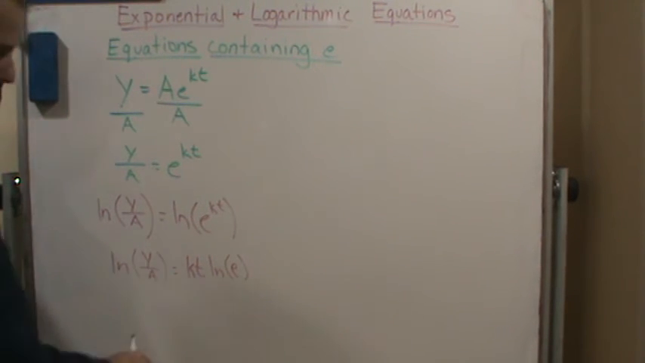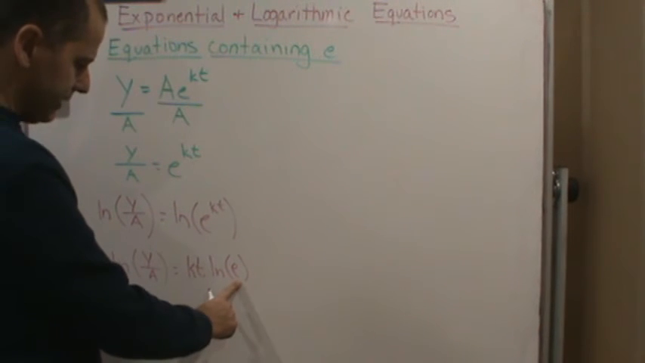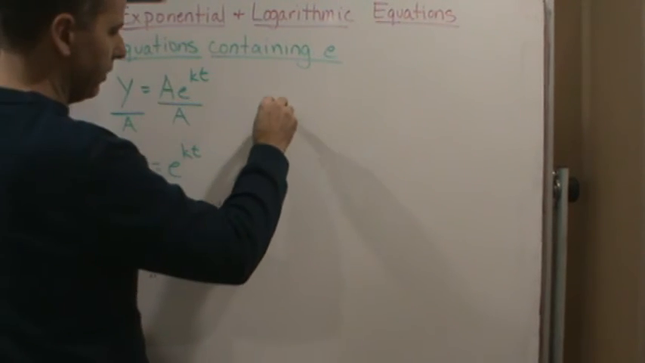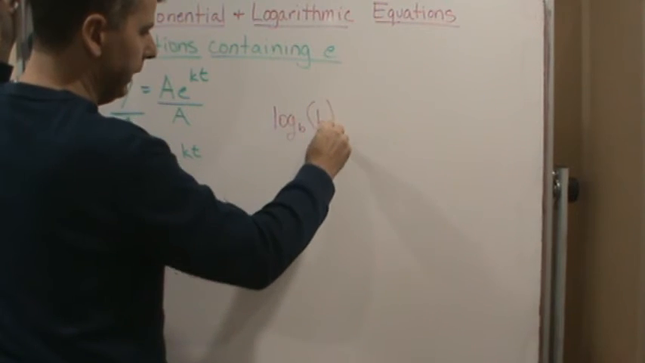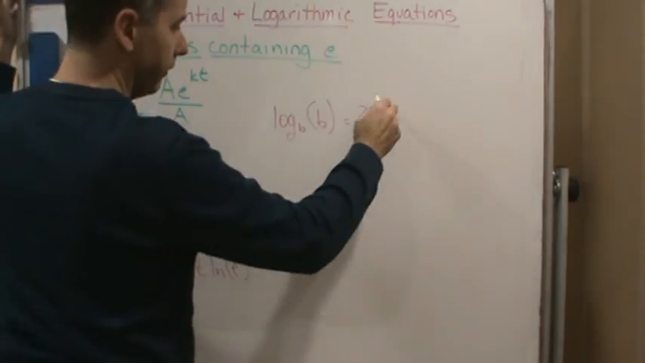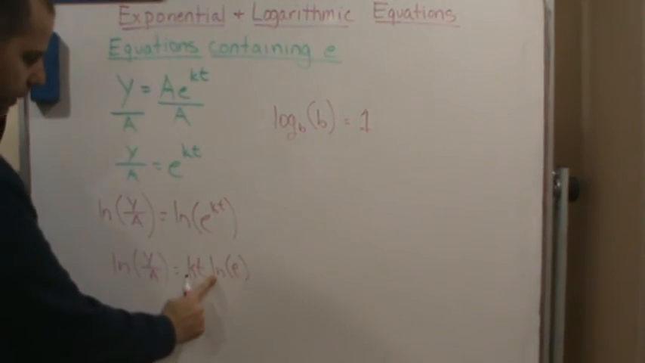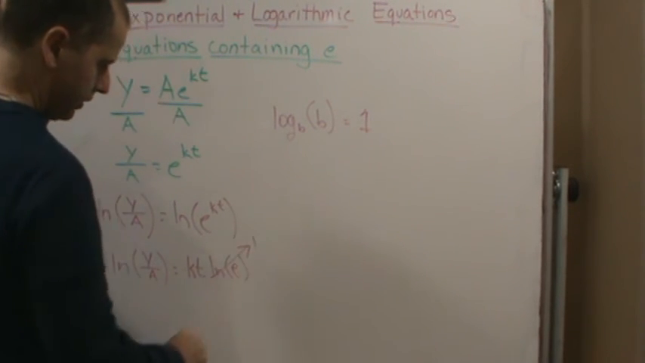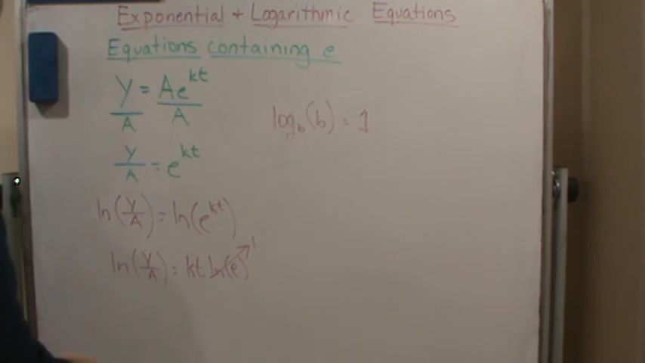What happens here? This is log base e, and this is the base e as well. Log base b of b equals what? That's 1. Well, this is log base e of e, so this is 1. So it goes away, and we get kt.